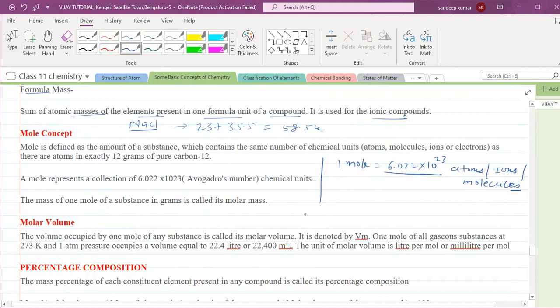If I say 1 dozen eggs, how many eggs? 12 eggs. 1 dozen pens, how many pens? 12 pens. Similarly, 1 mole of sodium atoms is equal to how many atoms of sodium? That is equal to 6.022 into 10 to the power 23 atoms of sodium. If I say 1 mole of oxygen, oxygen gas will contain molecules, right? So 1 mole of oxygen gas is equal to 6.022 into 10 to the power 23 molecules of oxygen. This number is fixed. This is called Avogadro's number.